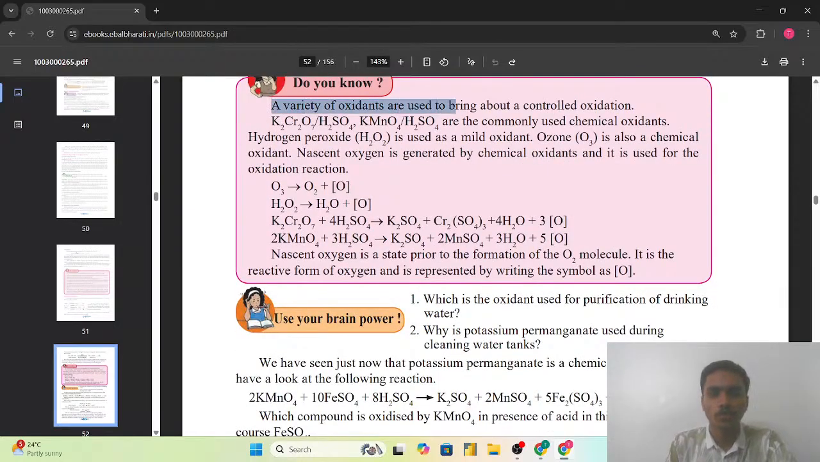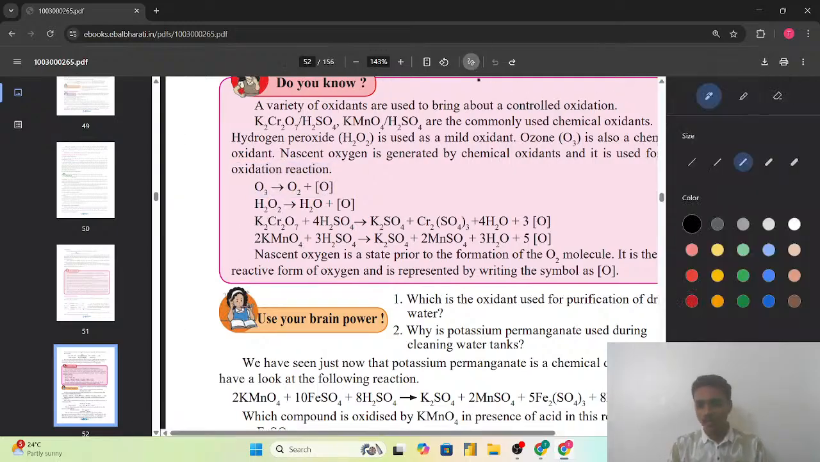Do you know a variety of oxidants are used to bring about a controlled oxidation? K2Cr2O7 in the presence of H2SO4, KMnO4 in the presence of H2SO4 are the commonly used chemical oxidants. So these are some of the variety of oxidants which are available. Hydrogen peroxide H2O2 is used as a mild oxidant. Ozone O3 is a chemical oxidant. Nascent oxygen is generated by chemical oxidants and it is used for the oxidation reaction. Here, that is the only part which I am talking about, that is of the nascent oxygen.